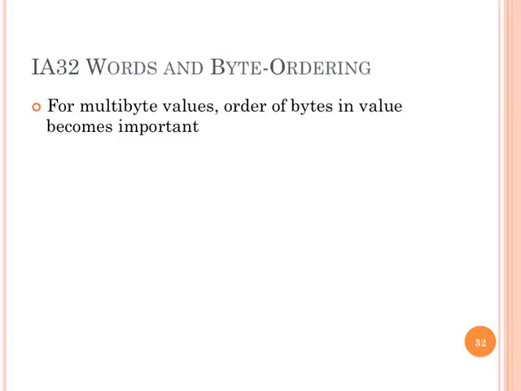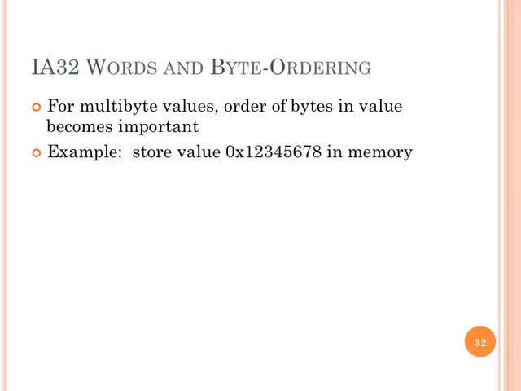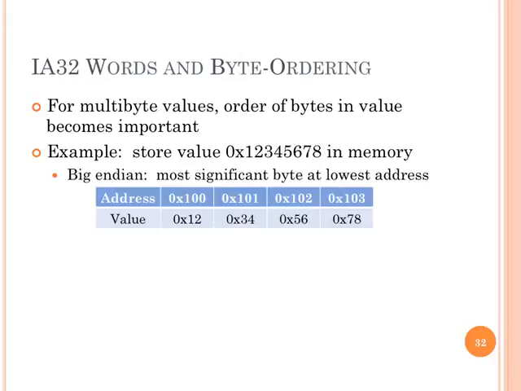Now, when you have these multiple byte values, the order actually becomes important. Let's say that we had this value we were going to store. What's the most significant digit? 1, right? That's because we write our numbers left to right in English. So 8 is the least significant digit in this value. And so if we're going to store this, we have 2 choices.